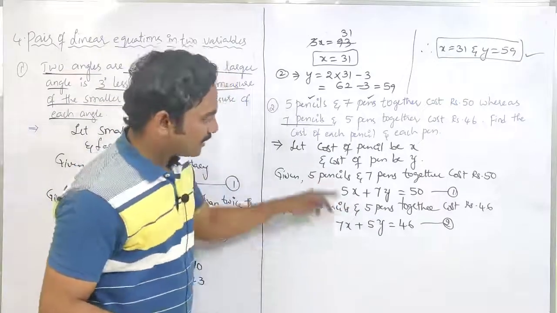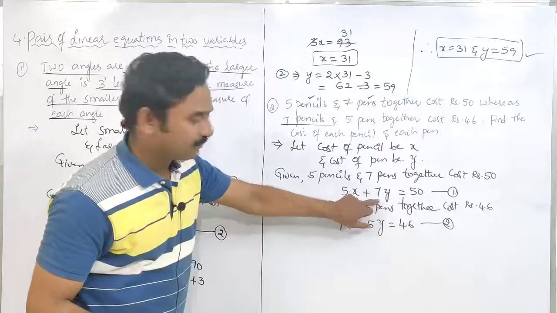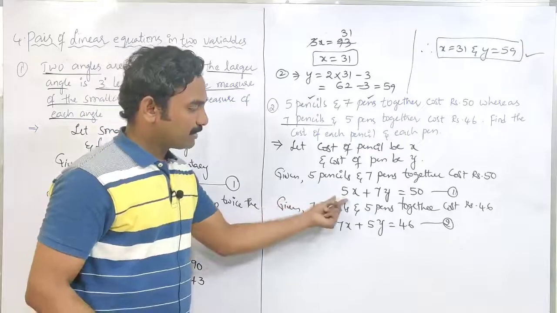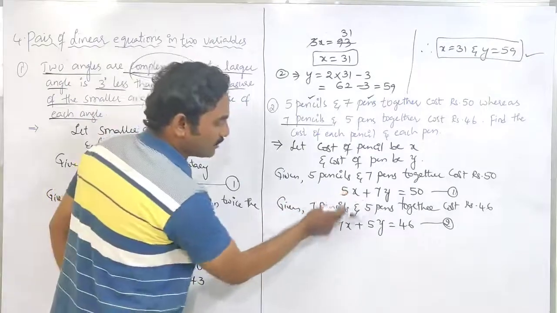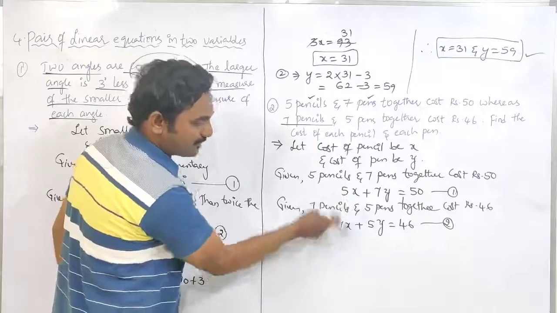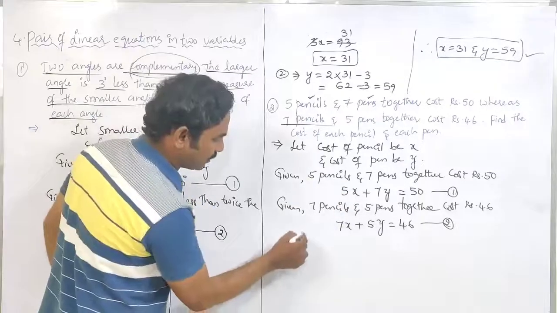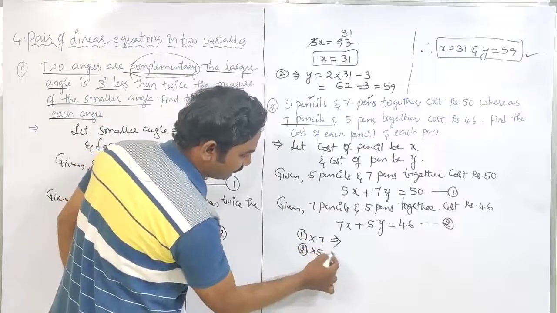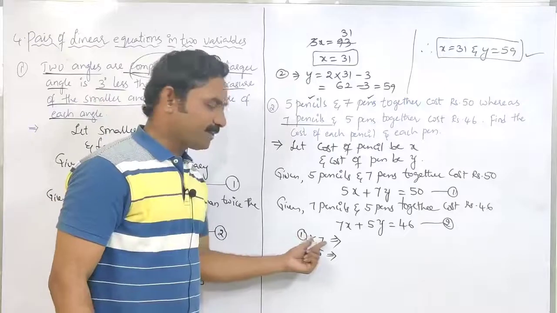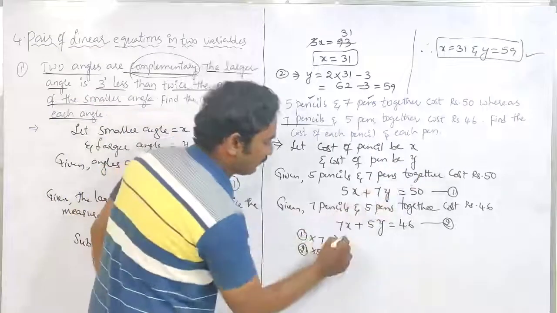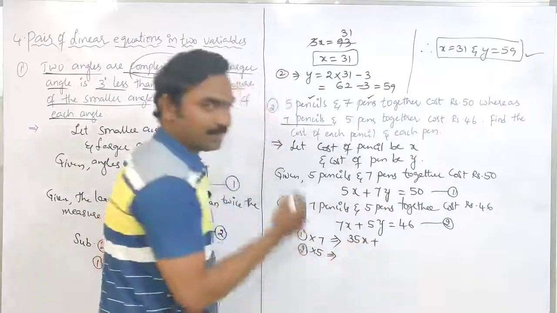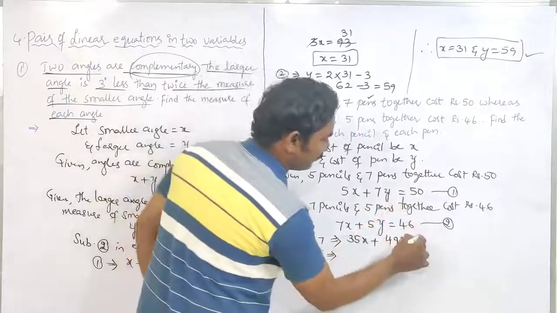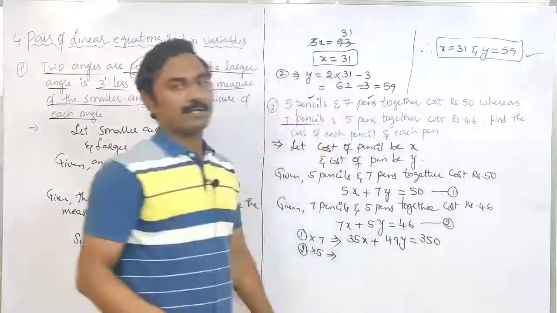How to find out the value of x or y here? Here is 7y, here it is 5y, or you can cancel this one also, no problem. This is 5x and this is 7x. How to make these two equal? 5 7s are 35, 7 5s are 35. So I am multiplying the first equation with 7 and the second equation with 5. Look here, multiplying the first equation with 7, so totally with 7. 7 5s are 35x plus 7 7s are 49y is equal to 7 50s are 350.